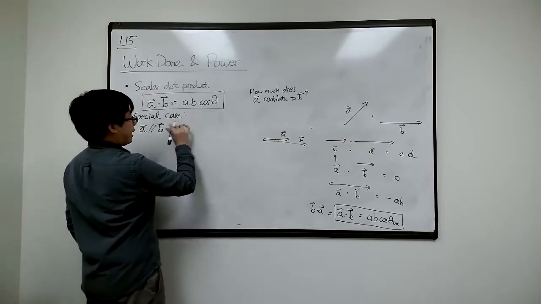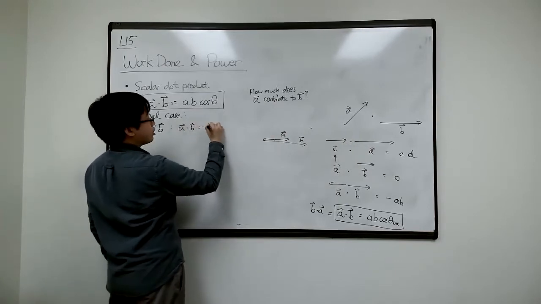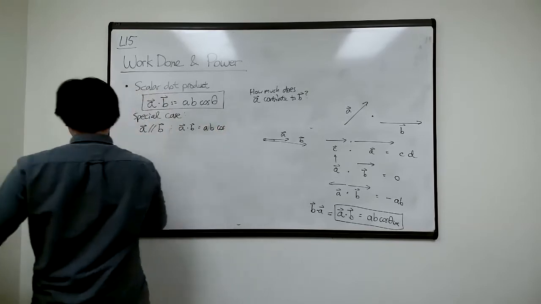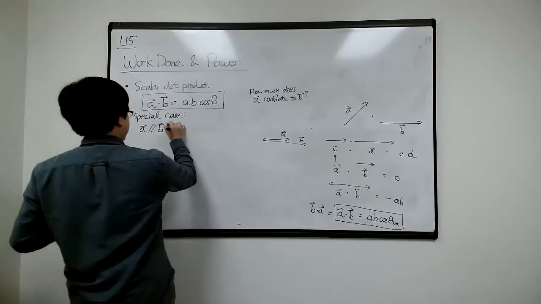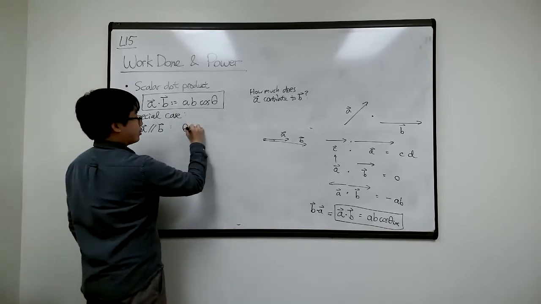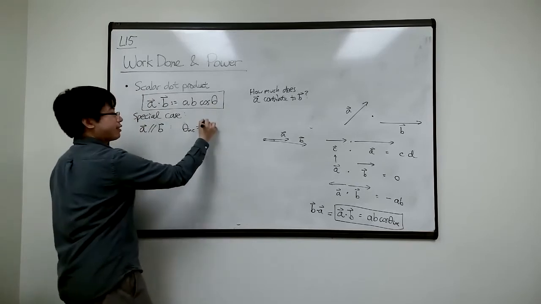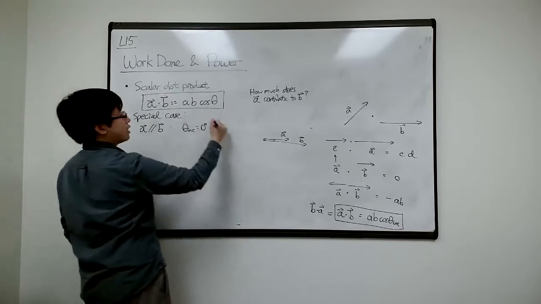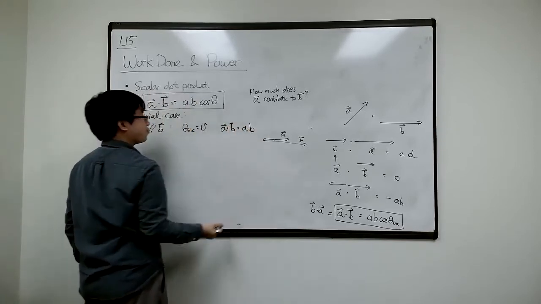So A dot B is equal to AB cosine. Let's just put it as a table. So the included angle is 0. So cosine 0 degrees is 1. So A dot B is just A times B.